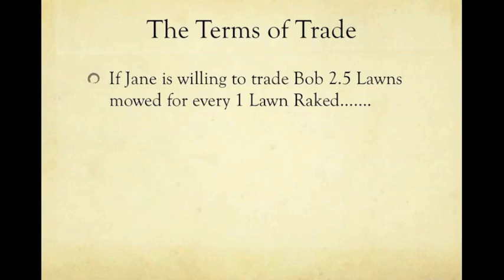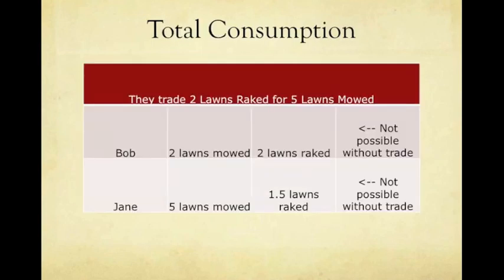Okay, so let's say now that they trade off a certain number of lawns mowed for lawns raked. Let's say they trade 2 lawns raked for 5 lawns mowed. Now this is at the price ratio that we talked about earlier. So Bob is going to have 2 lawns mowed and 2 lawns raked. Jane is going to have 5 lawns mowed and 1.5 lawns raked. So again, after trading off the extra.